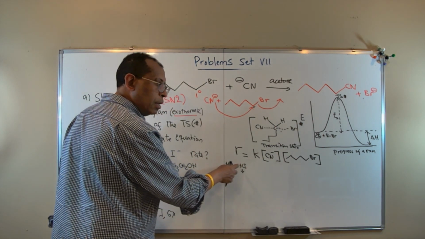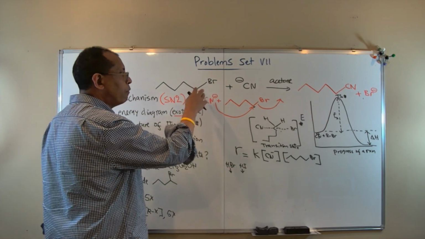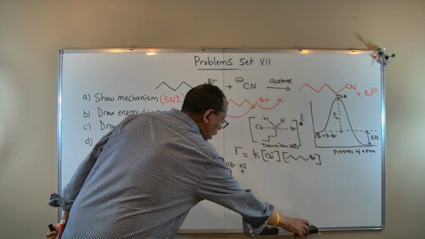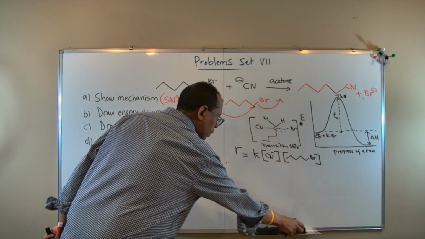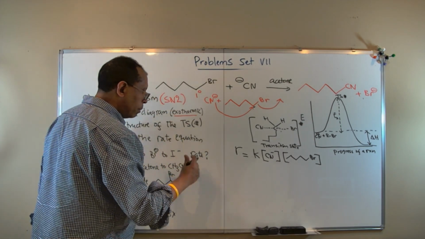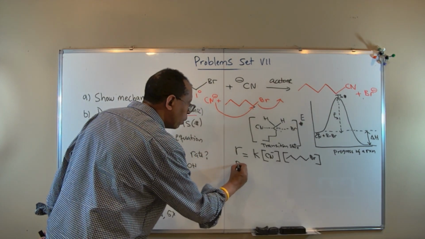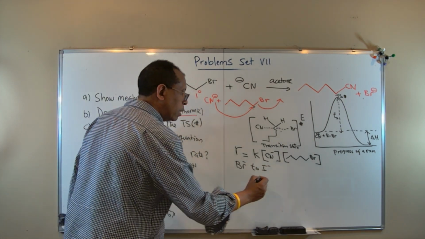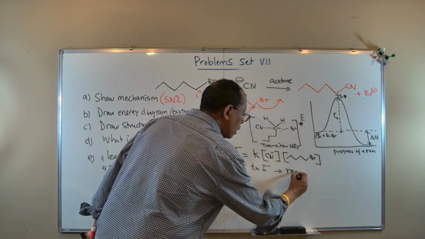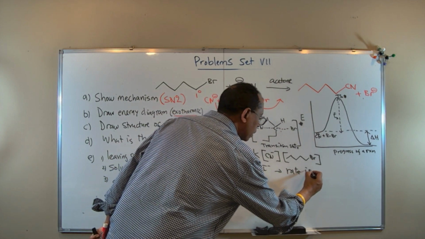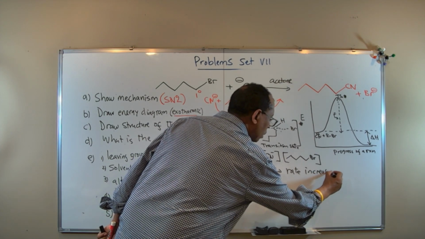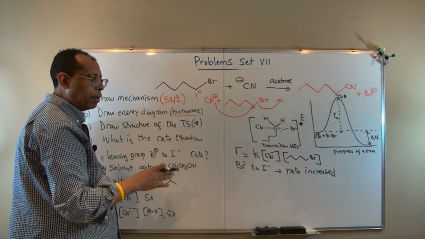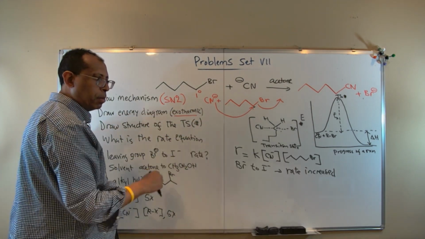As a nucleophile, it would be weaker. Therefore, it would be easier for it to leave. So I minus is a better leaving group. Therefore, if you change from bromine to iodine, the rate would be increased. I don't know how much, but the rate would be increased, because I minus is a better leaving group than Br minus.